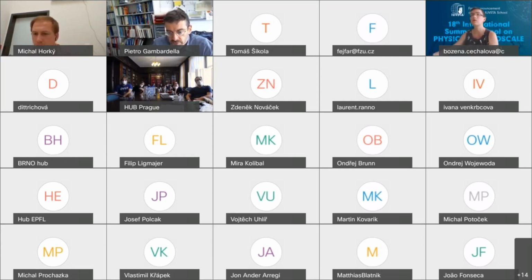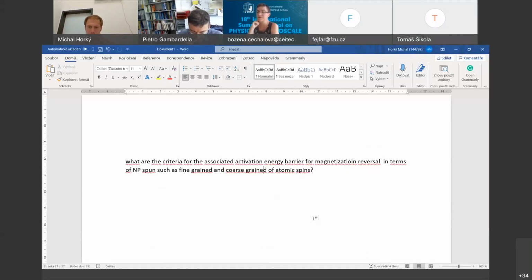Okay, thank you. I have here the other question. What are the criteria for the associated activation energy barrier for magnetization reversal in terms of macrospin, such as fine-grained and coarse-grained of atomic spins? I guess it goes to a non-macrospin picture.